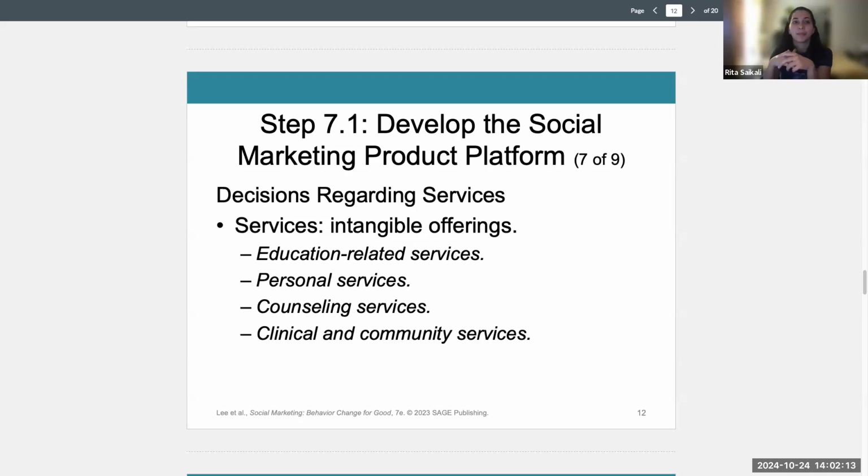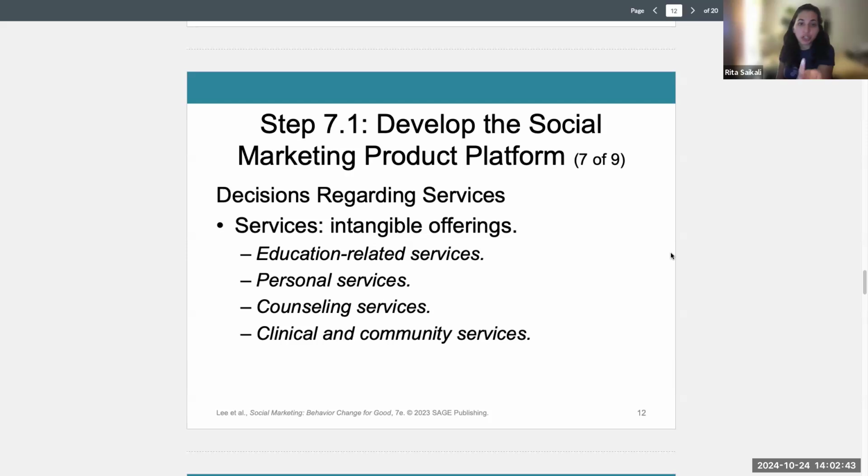All right, so in social marketing, services are often intangible. That means that they drive behavioral change. These services include education-related services, so things like workshops, trainings, or information sessions. Educational services in particular are impactful for raising awareness, shifting attitudes, and equipping individuals with the skills needed to adopt a new behavior.